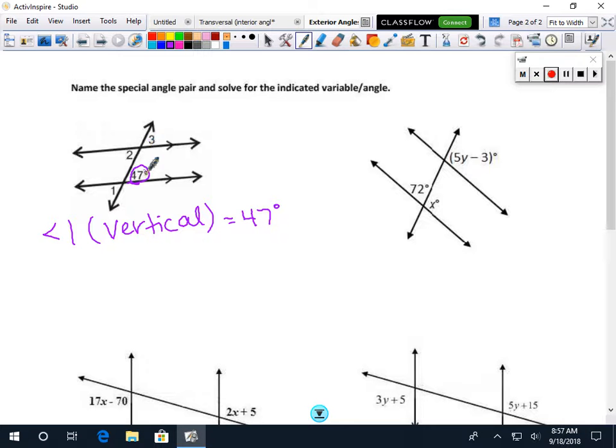Comparing the 47 to angle 2, 47 and angle 2 are alternate interiors, and I know that alternate interiors are congruent. So angle 2 would be 47 as well. And then angle 3 and the 47. 47 is interior, angle 3 is exterior, but they're in the same general location. So angle 3 would be corresponding.